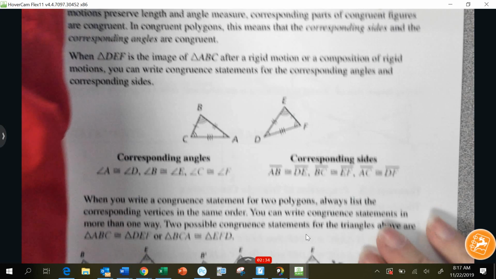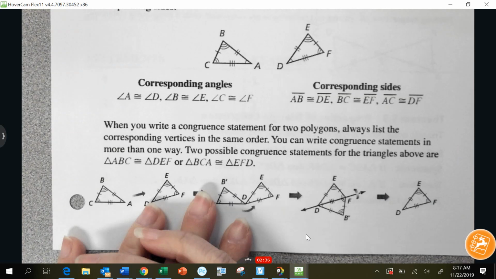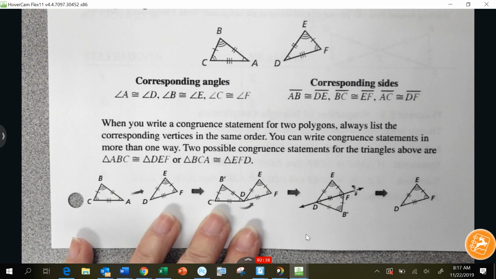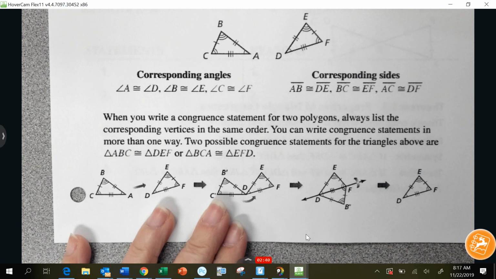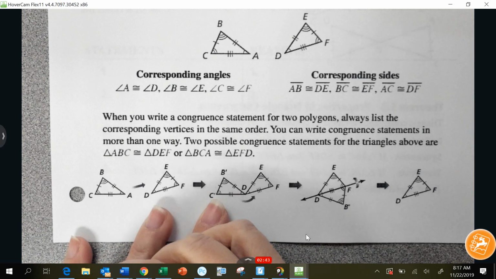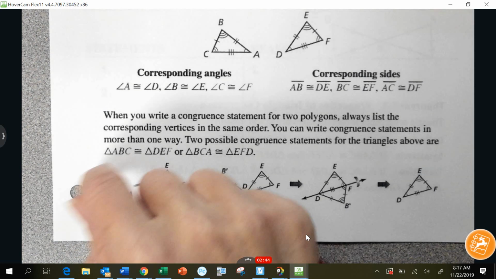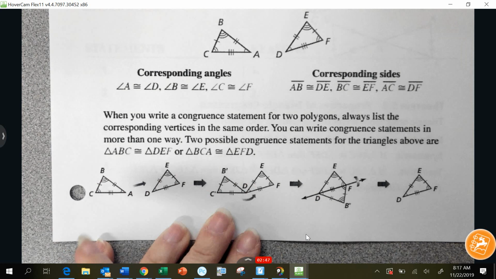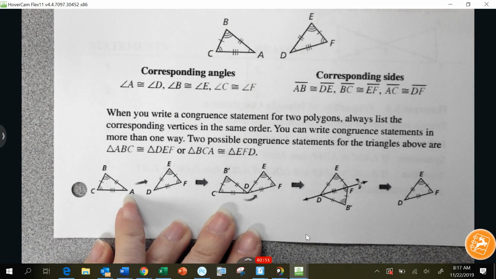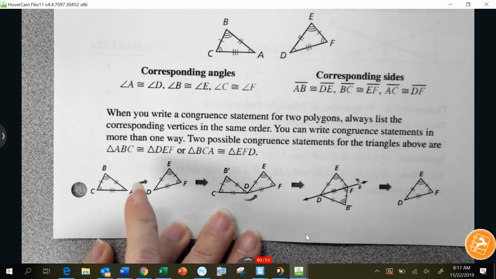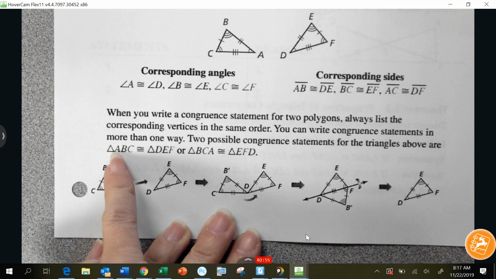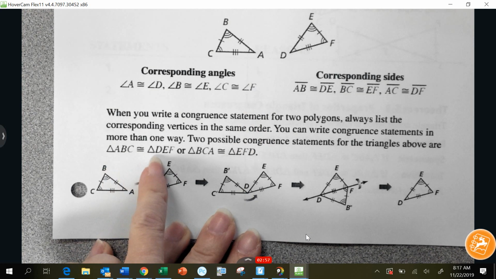Okay, and then when you write a congruent statement, and I've actually talked about this already, when you write a congruent statement for two polygons, we have to make sure that the corresponding vertices are in the same order. So in this picture up here, angle A corresponds to angle D. So up here you see where A is, it's listed first. D is also listed first. We talked about that already.